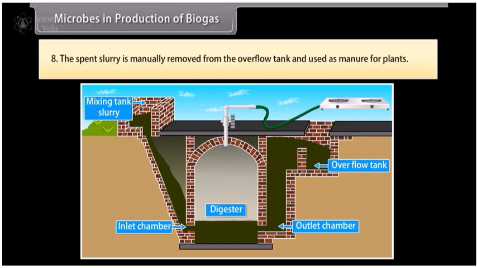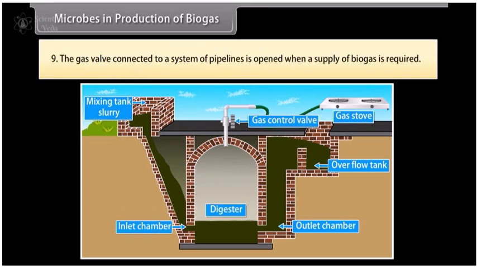Number 8. The spent slurry is manually removed from the overflow tank and used as manure for plants. Number 9. The gas valve connected to a system of pipelines is opened when a supply of biogas is required.